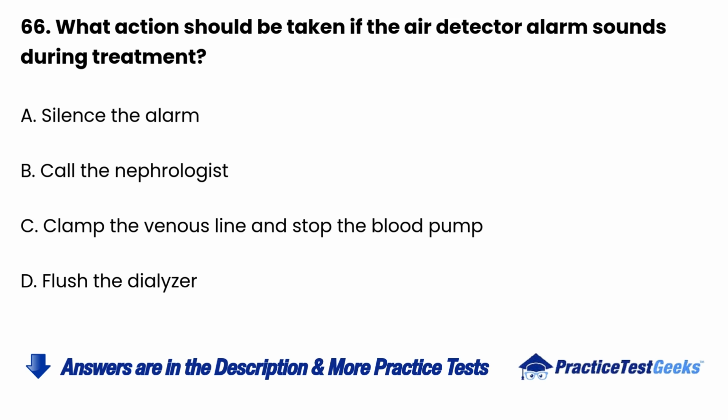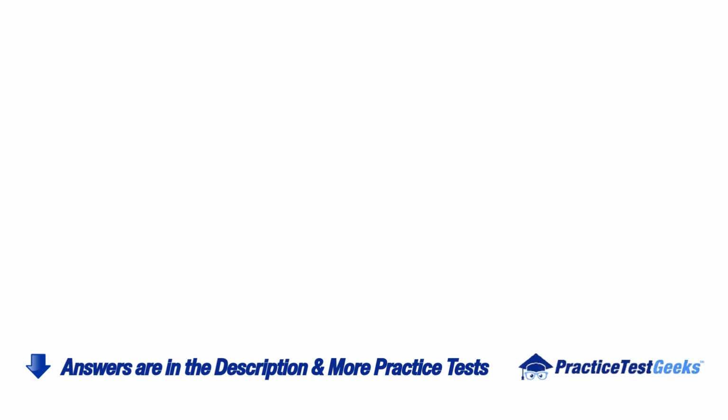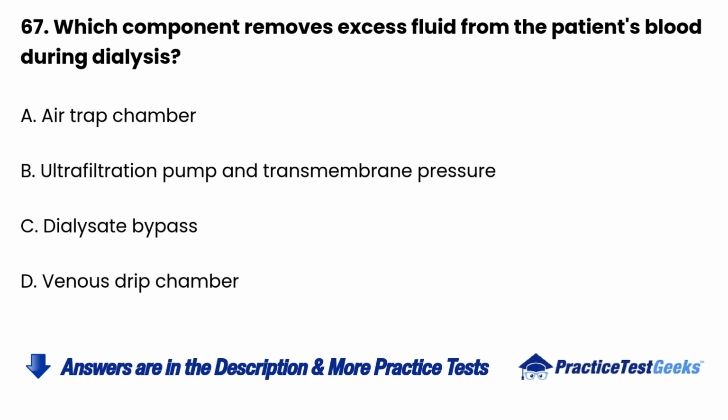A. Silence the alarm. B. Call the nephrologist. C. Clamp the venous line and stop the blood pump. D. Flush the dialyzer. 67. Which component removes excess fluid from the patient's blood during dialysis? A. Air trap chamber. B. Ultrafiltration pump and transmembrane pressure.